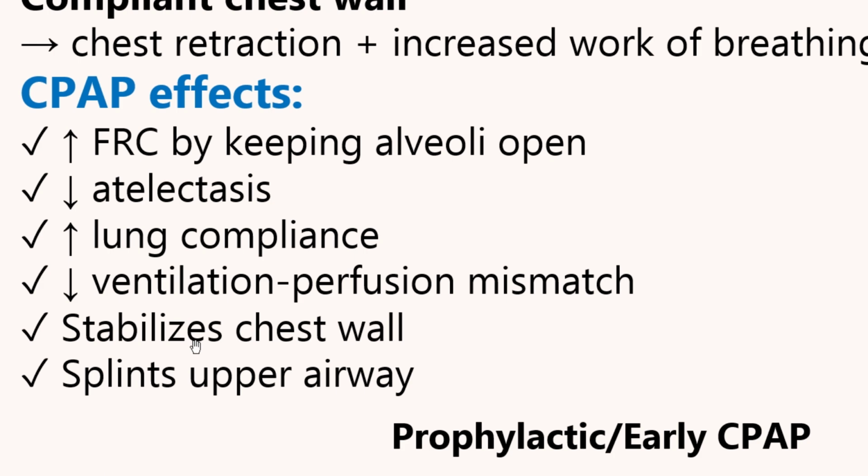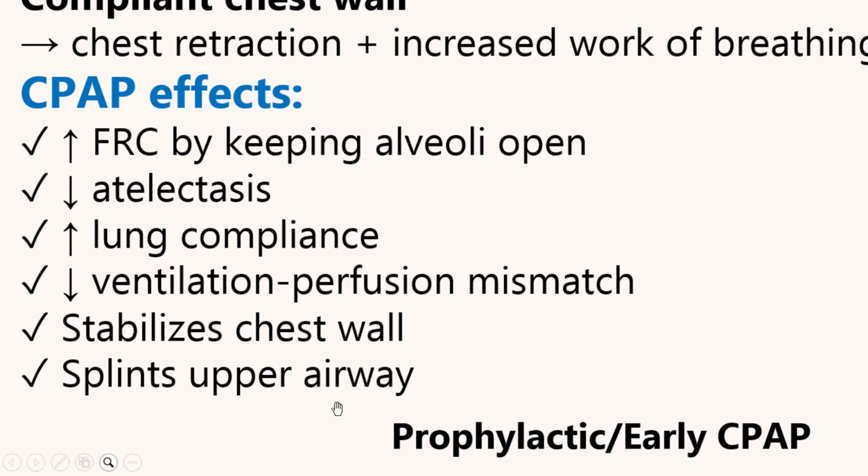The chest wall is going to stay up on that pressure. It's not going to collapse in on the lungs. And then it also splints the upper airway, because the upper airway is made up of soft tissues, things like the pharynx. That is soft tissue, and sometimes it may collapse. So as you give this CPAP, it's going to push this upper airway upwards.